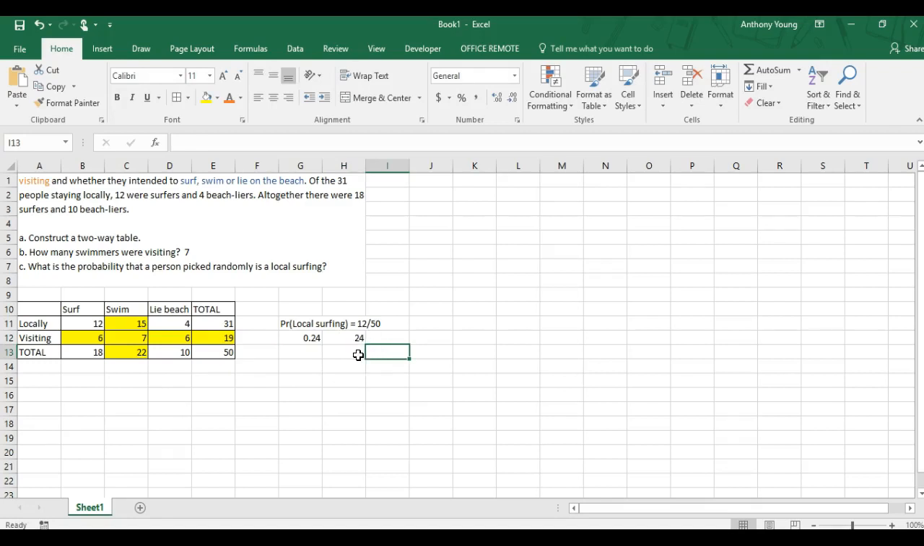So that is how you construct a contingency table and then use it to calculate a problem.